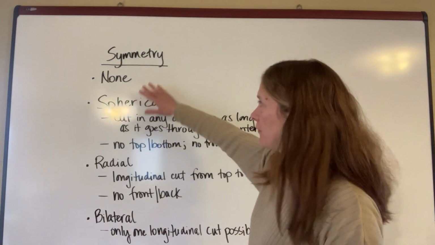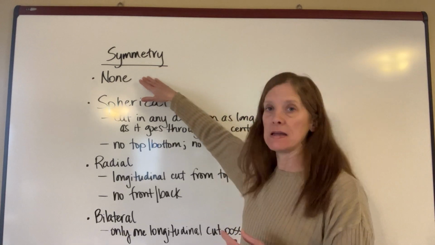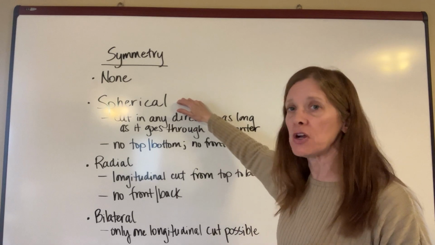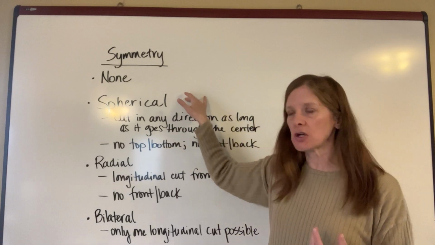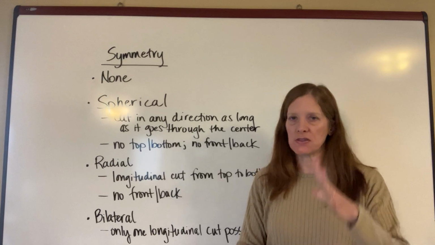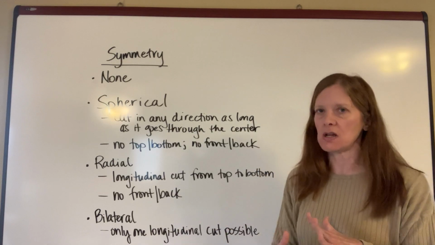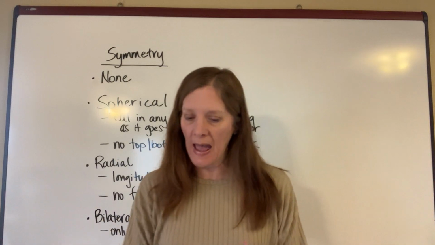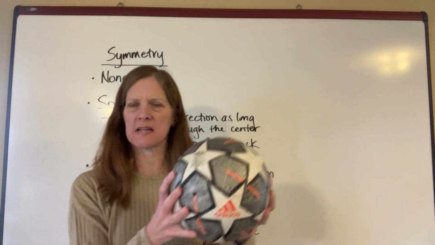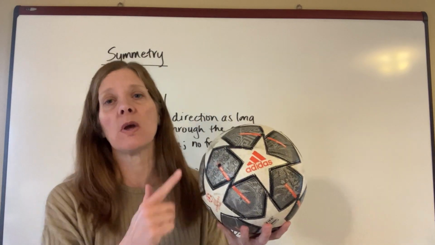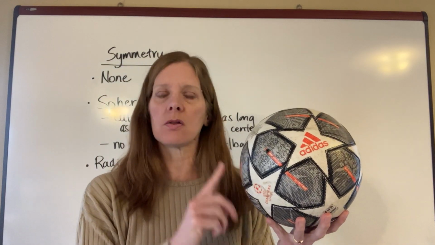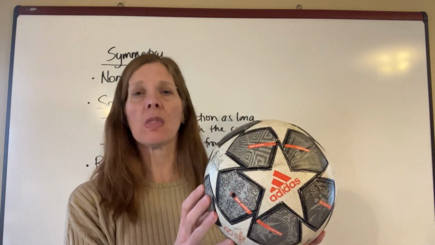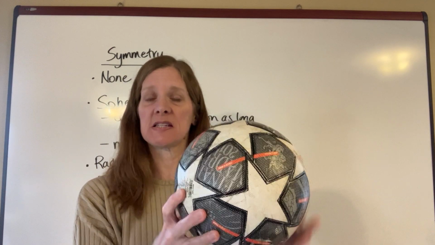So if an animal doesn't have any symmetry, that's an option, but they might have something called spherical symmetry. And if you have spherical symmetry, you can cut this creature in any direction as long as it goes through the center, and you will have 2 identical halves. So the easiest way to visualize this is with, now in America, we call this a soccer ball. I know a lot of you are in countries where they call this a football. Whatever you call it, it is round, it is a sphere.